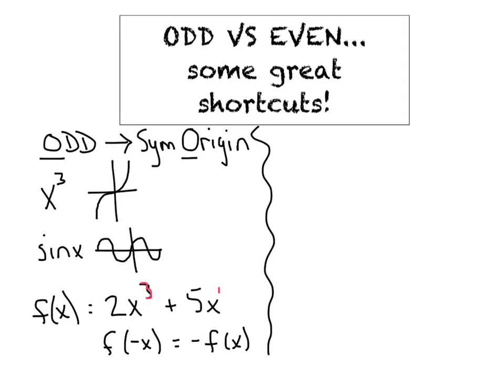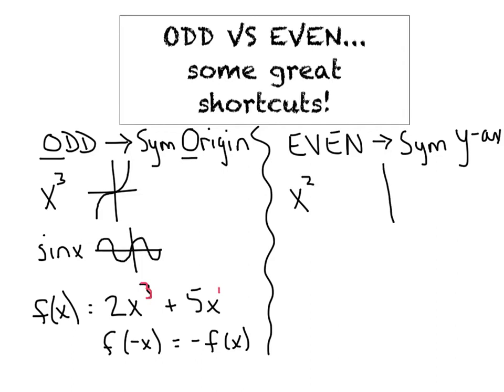Alright, now flipping the coin, let's talk about evens. An even function is one that is symmetric with respect to who? Hopefully you're screaming, y-axis. Alright, symmetric with respect to the y-axis. So x squared is a great example. When you look at that parabola and the fact that we could fold right on the y-axis and the curve would lay on top of itself.